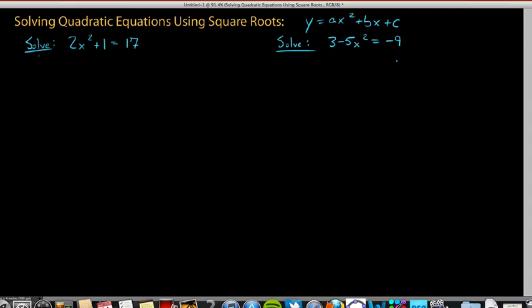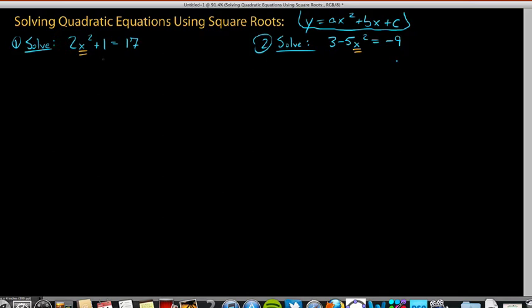As you can see in these two examples, example 1 on the left and example 2 on the right. So when this is the case, we can actually solve these using square roots. Our method of operation is going to be to isolate the squared thing. For example, on the equation on the left, we have 2x squared plus 1 equals 17. We're going to get x squared by itself, and on the equation on the right, 3 minus 5x squared is equal to negative 9, we'll get this x squared by itself. The reason is that once we get that isolated, we can undo the squared with the square root.